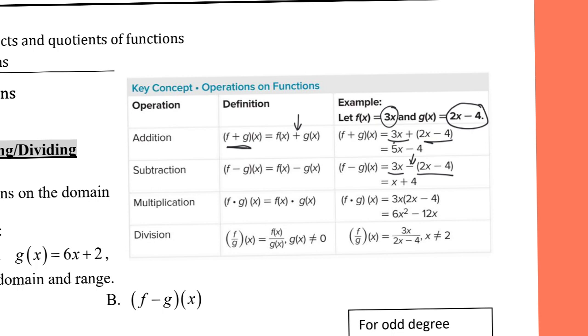So f times g of x is going to be we take f of x times g of x and you find that new answer. And then f of x over g of x is going to become a fraction. With each of these, they're going to be new functions that you could plug in x values and find y. You could graph them. They could talk about your domain and range. You could find a max of them, all sorts of crazy things.